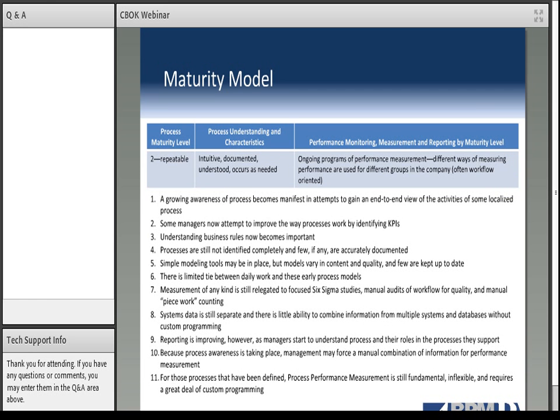Okay. Now you're getting the repeatable process. So now you're moving to a point where there's a better understanding of process, but it's not coordinated. More of the organizations are becoming aware of process. They're trying to work together at a lower level to gain an end-to-end view, but most of it is still localized. It's not well coordinated. So you have managers trying to define KPIs and looking to their peers to work with them on getting that holistic view.